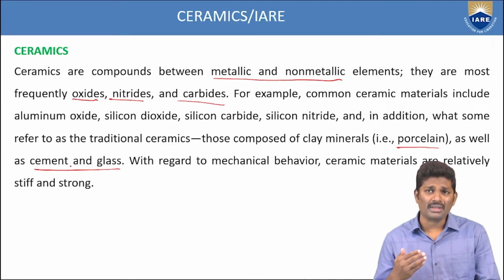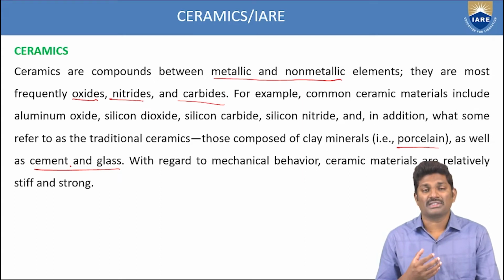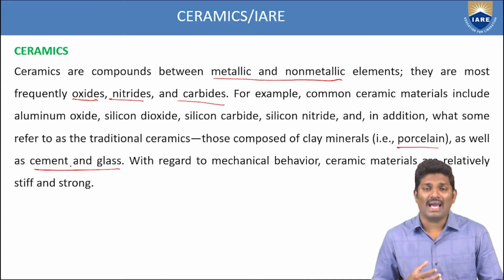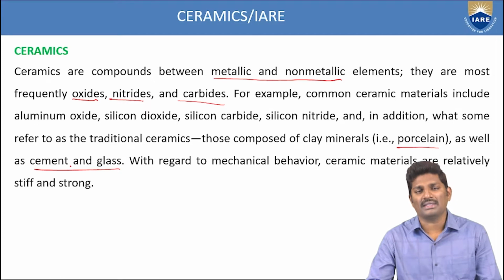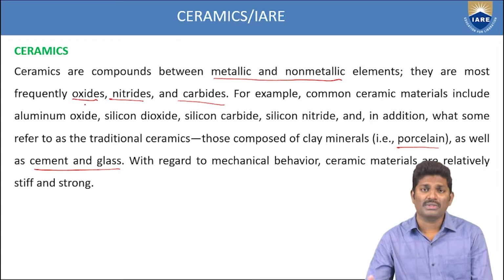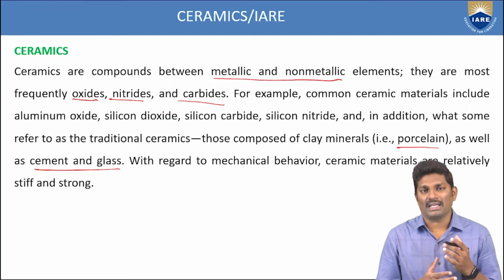Now, with regard to mechanical behavior, ceramic materials are very stiff and strong. In order to enhance the mechanical properties, we try to add something into the ceramic materials to improve their properties. That's why we use some oxides, nitrides or carbides in the ceramic materials to improve the mechanical properties.